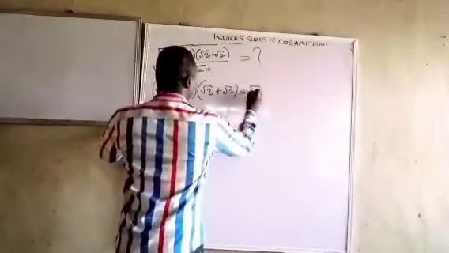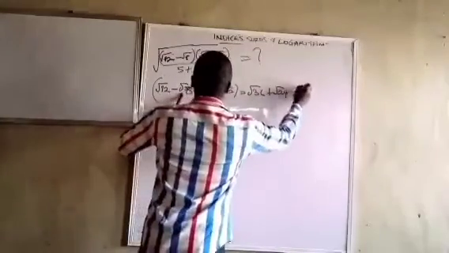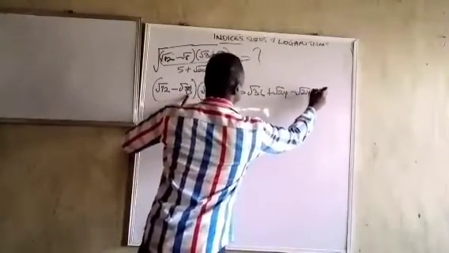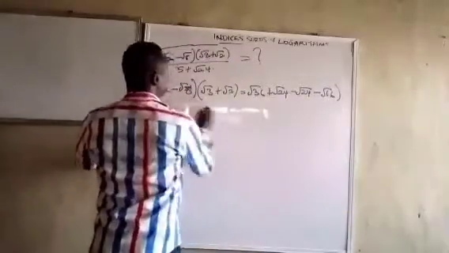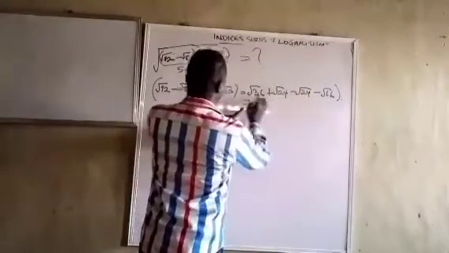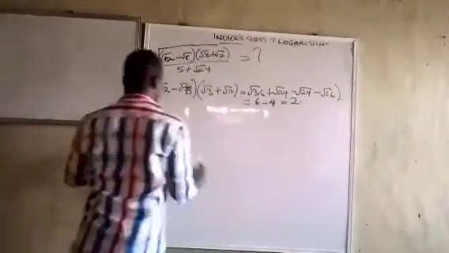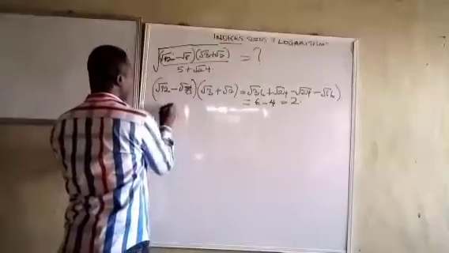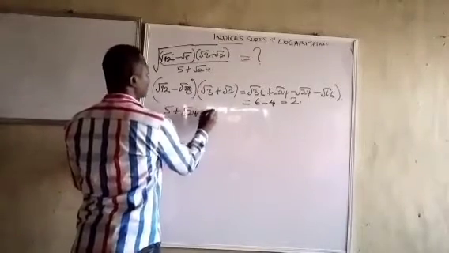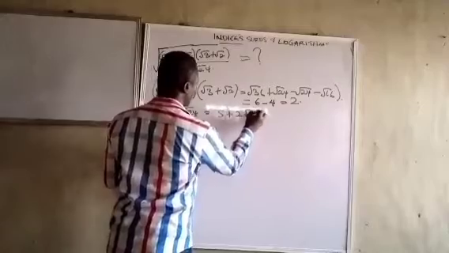It gives us root 36 plus root 24 minus root 24 minus root 16. This one and this one cancel out. So we have 6 minus 4. So that's the numerator. Let's look at the denominator. 5 plus root 24 is equal to what? 5 plus 2 root 6.